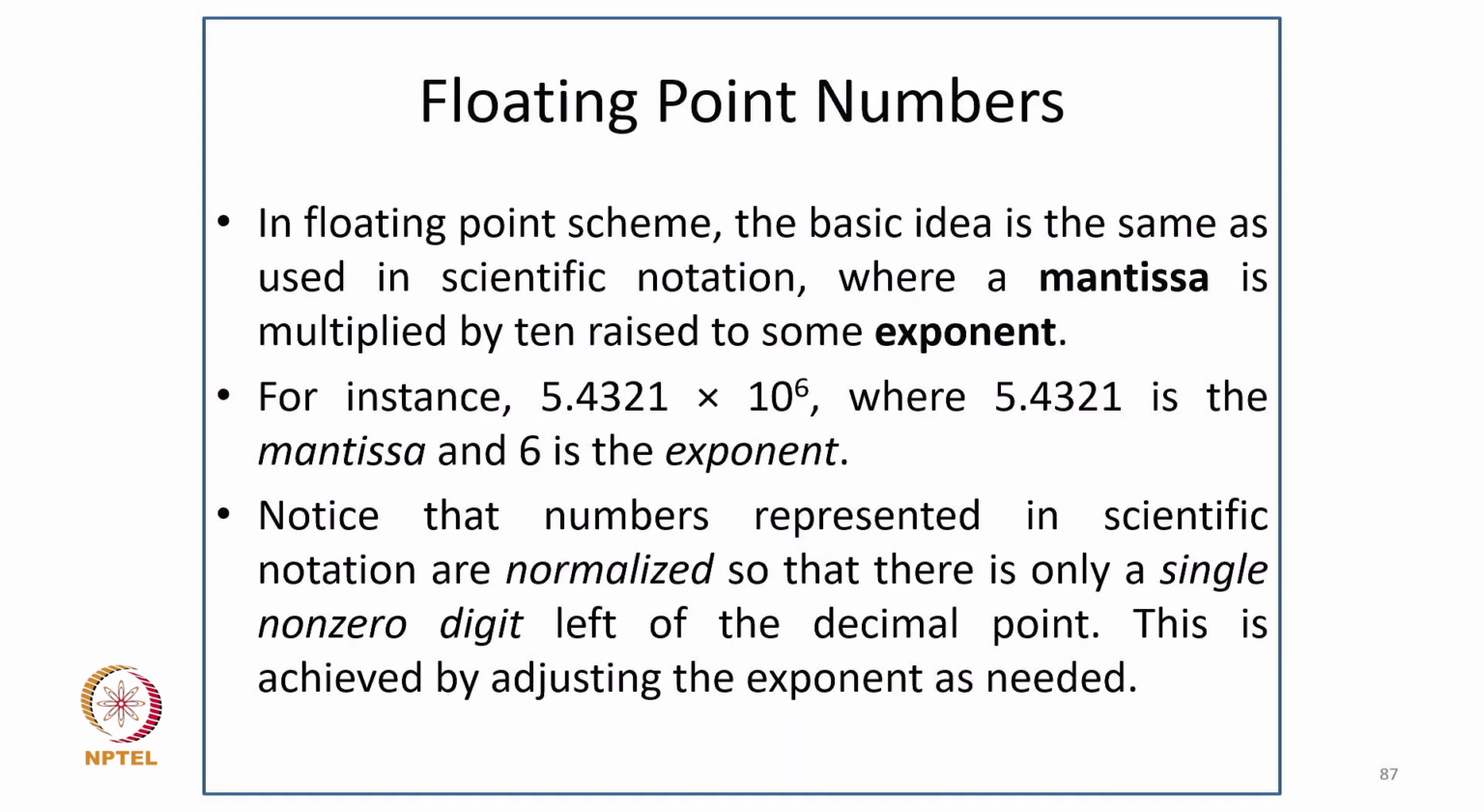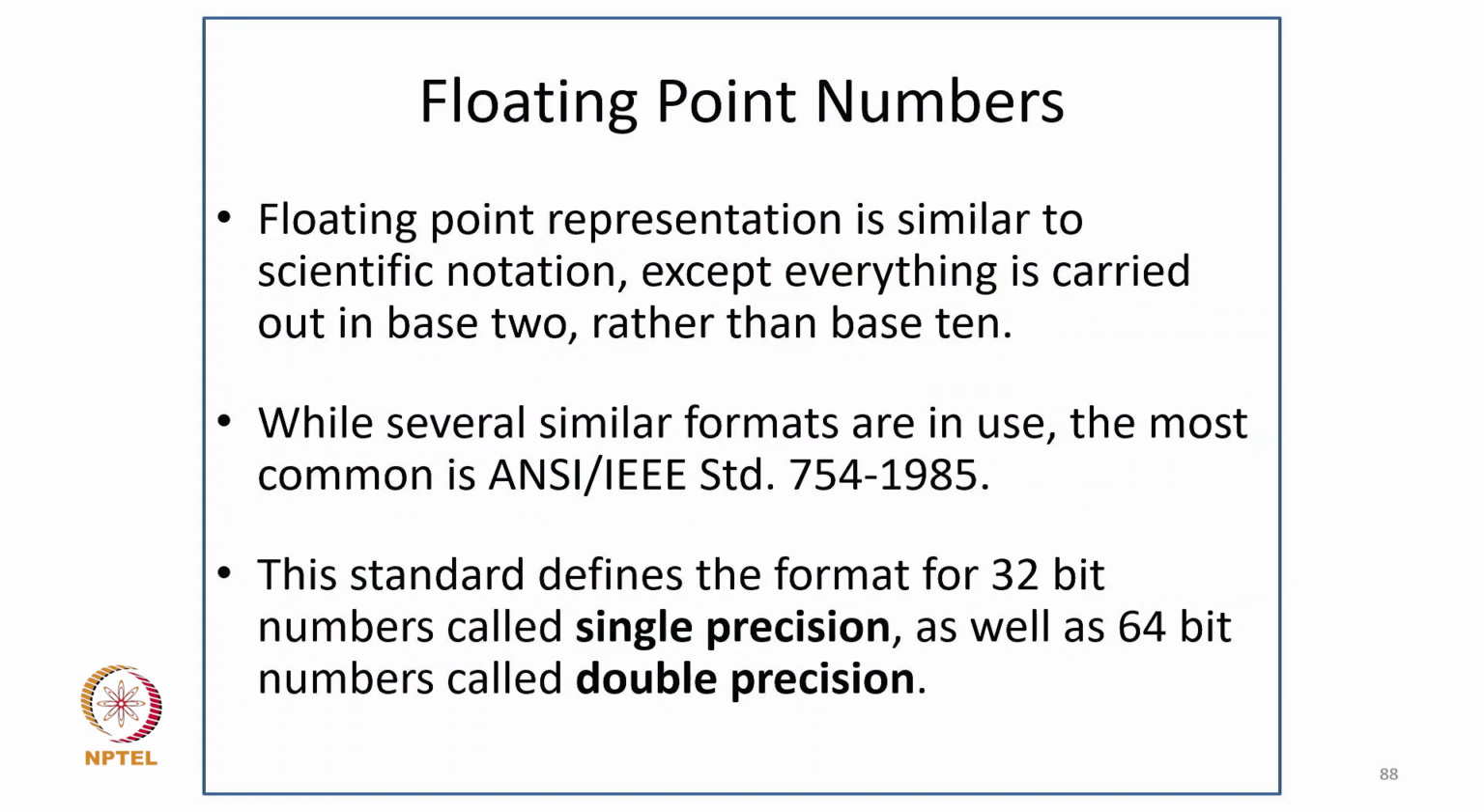Now coming to floating point numbers. In the floating point scheme, the basic idea is the same as that used in scientific notation, where the mantissa is multiplied by 10 raised to some exponent. For instance, 5.4321 times 10 to the power 6, where 5.4321 is the mantissa and 6 is the exponent. Notice that numbers represented in scientific notation are normalized so that there is only one single non-zero digit left of the decimal point, and this is achieved by adjusting the exponent as needed.